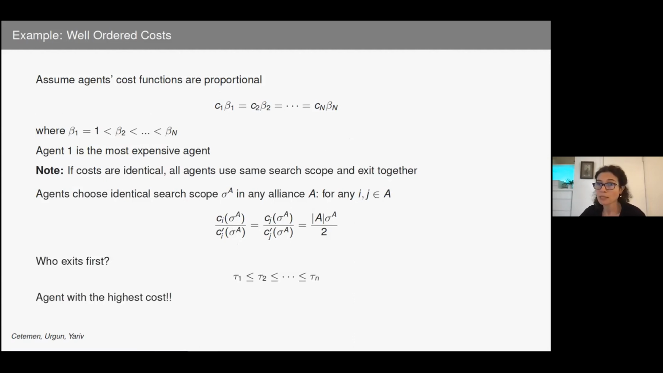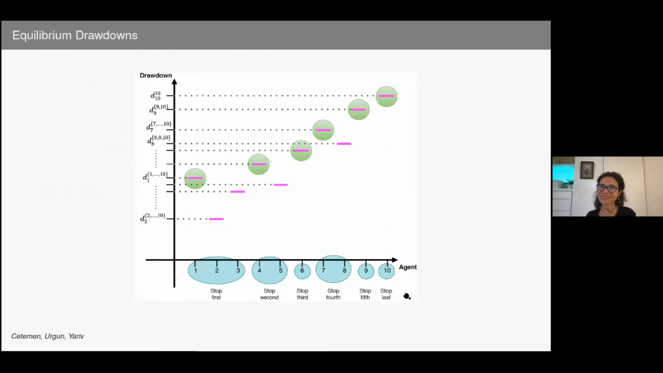So who will exit first? Well, naturally, it's going to be the person with the highest cost. So we have a weak ordering of who will exit first: the most expensive agent, then the less expensive agent, etc. But it still doesn't tell us exactly who will exit first, then who will exit and who will cluster with them. So let me show you how that works in a figure.